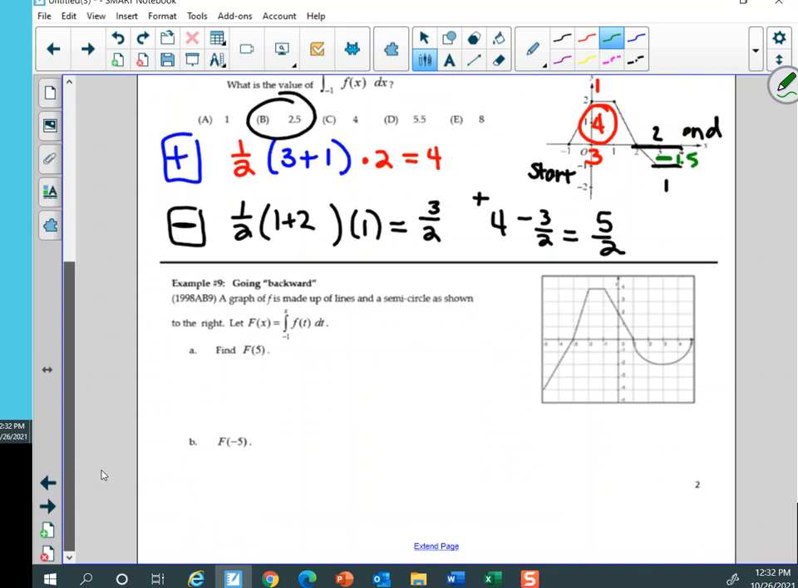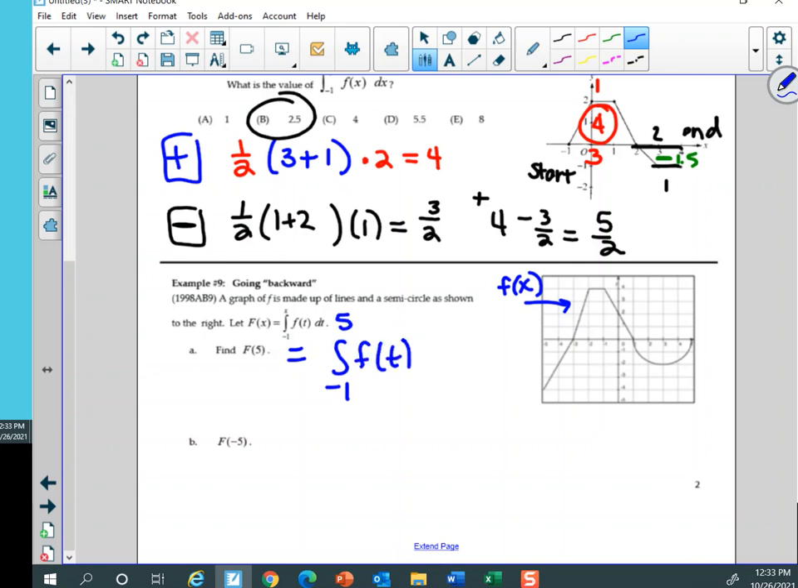Now, this next problem is going to bring in the idea of going backward. This is where we're going to have a couple different ways to talk about this. The first one says find big F of 5, given big F of x is the integral from -1 to x of little f, and this graph is the little f graph. So big F of 5 is going to be the integral from -1 to 5 of my little f graph.